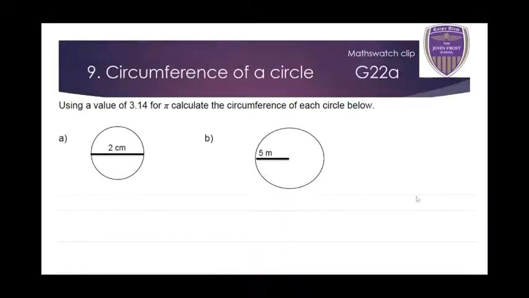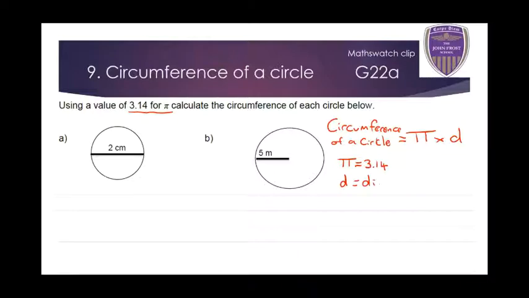Circumference of a circle. So now the formula for circumference of a circle, just to remind you all. Circumference of a circle is equal to pi times d. Well, what is pi and what is d? As we're told in the question, we're going to be using 3.14 for pi. So in this case, pi is equal to 3.14, and d stands for diameter of a circle.